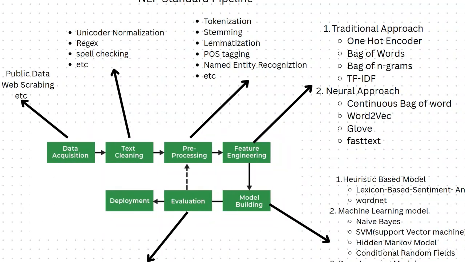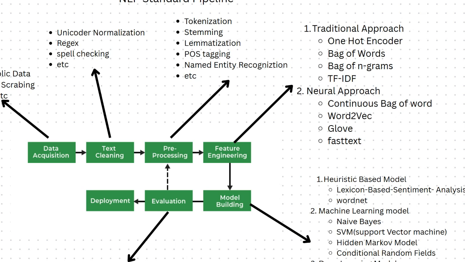Then comes the main part, which is pre-processing. In the pre-processing step, we make the cleaned data suitable for the next step to consume it and apply the feature engineering methods, which is basically converting the data into numeric vectors. For that purpose we use different methods like tokenization, stemming, lemmatization, part of speech tagging, named entity recognition, and we use various other methods for this pre-processing step.